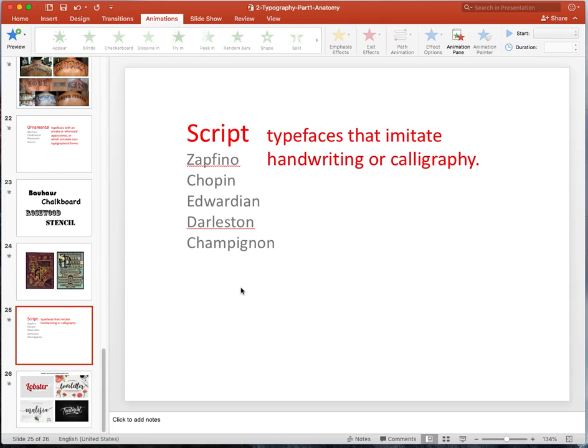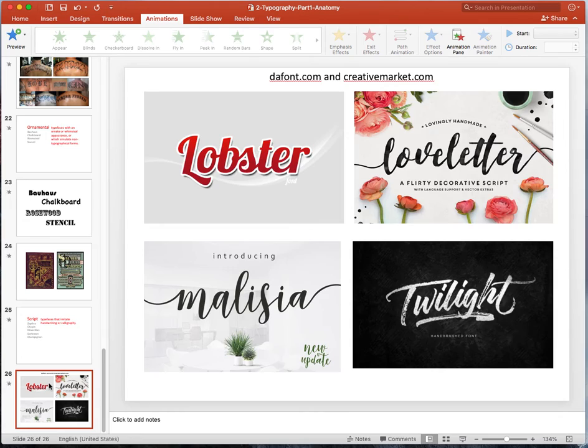Okay, script. Script is exactly what it sounds like. It's imitating handwriting or calligraphy. Script used to be the most hated family of fonts there were. Now, I never used scripts. I always thought they were stupid. The only time you'd see them would be on wedding invitations. Now there are incredible scripts. Just beautiful. I love all of these. Lobster is one of the most famous and most used and overused script fonts.